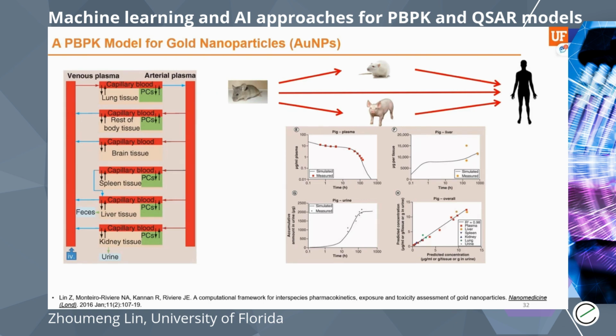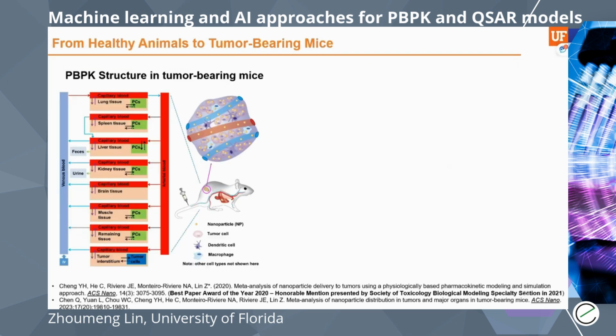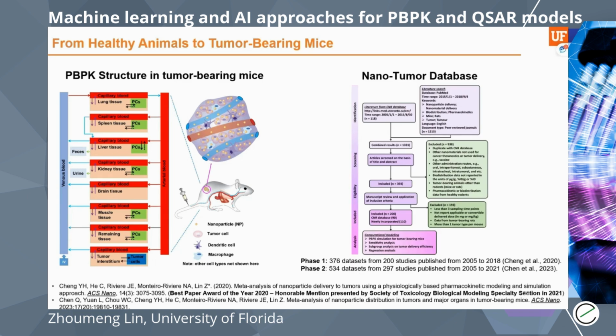And then later on, we extrapolated into rats and pigs. And then we extrapolated the model from each animal species to humans to support human health risk assessment of gold nanoparticles. And then to help address the challenge in the field of nanomedicine, we extrapolated our model from healthy mice to tumor-bearing mice by adding a tumor compartment. And to rigorously evaluate and validate this model, we did a very comprehensive literature search. In our phase 1 literature search, we collected more than 300 data sets from 200 publications, and then used this data to validate our model.